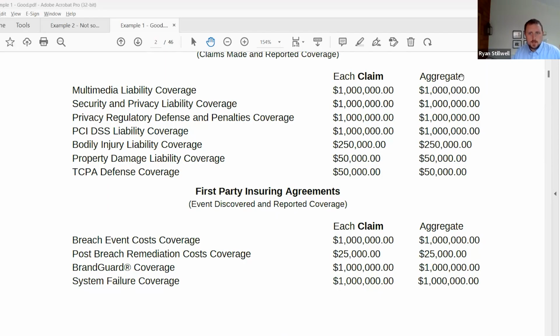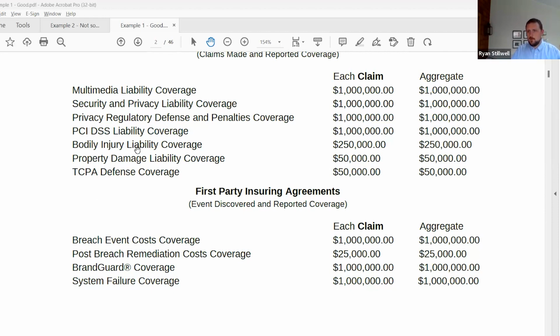Now, what you'll see here is an example of a good policy, right? This is a standalone cyber liability policy, and you can see here that already just on part of the coverage, there's a whole other page of this. We're basically looking at twice as many different coverage lines, at least for this policy, as compared to the cyber liability insurance that's attached to another policy. And so you've got much higher limits, $1 million per claim, $1 million aggregate. That PCI and that regulatory defense, $1 million each.